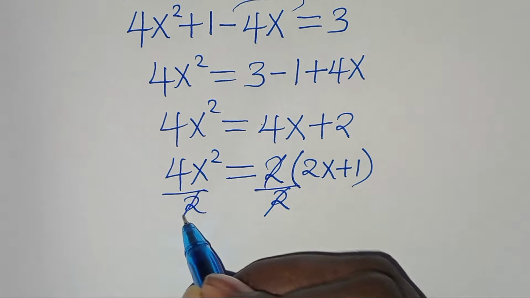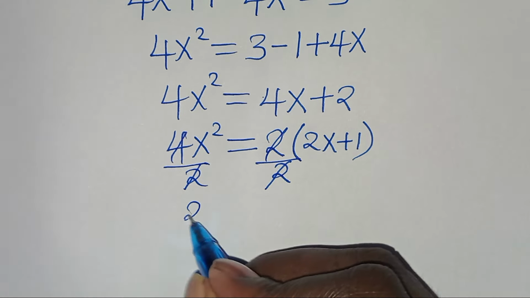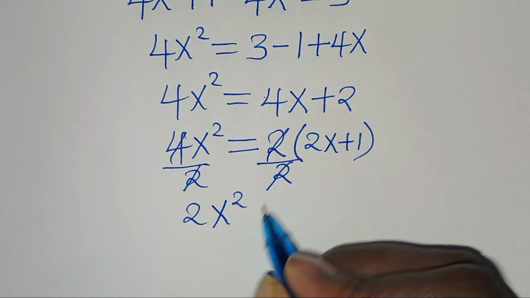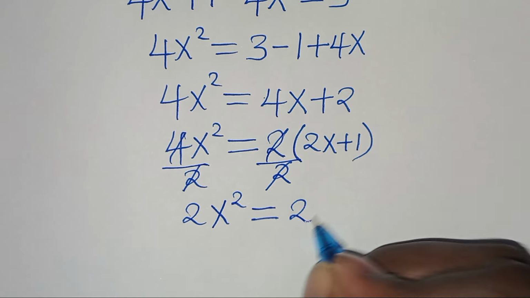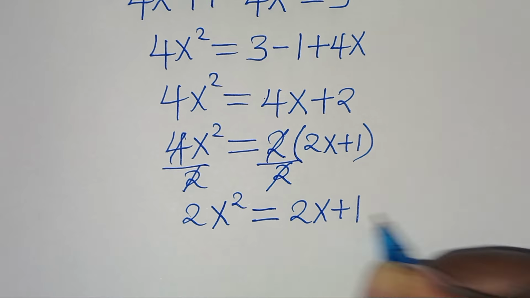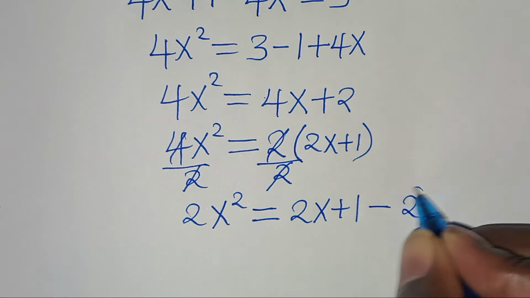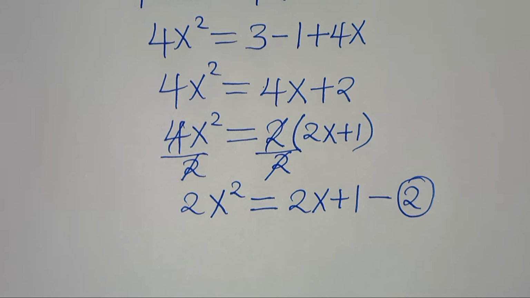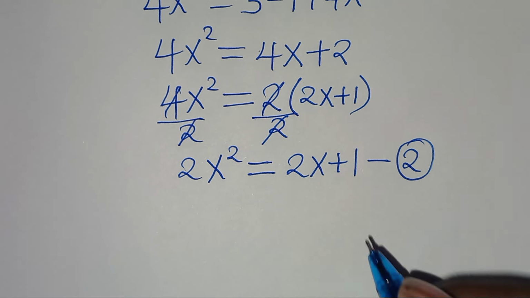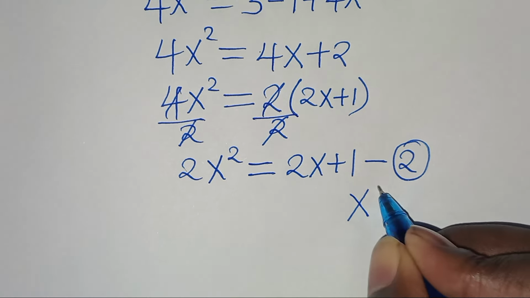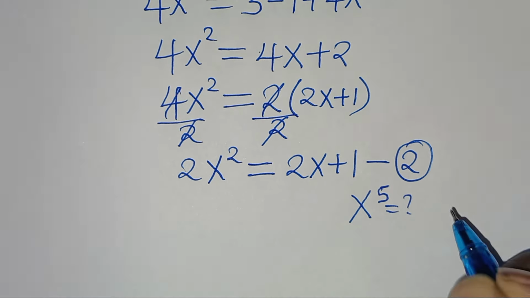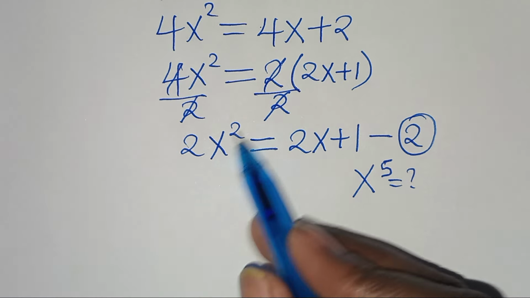And this means that we have 2x to the power of 2 is equal to 2x plus 1. Let's call this equation 2. Now, remember we are solving for x to the power of 5. Now, let's continue to expand this.